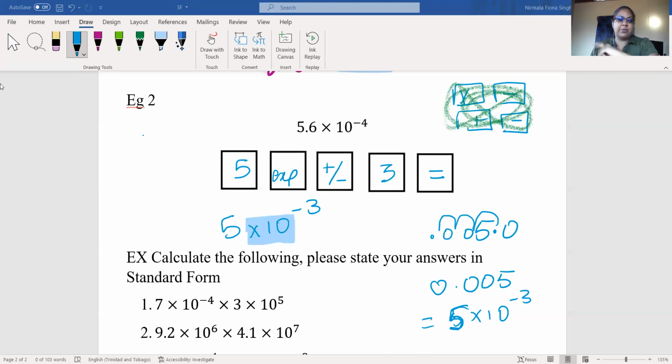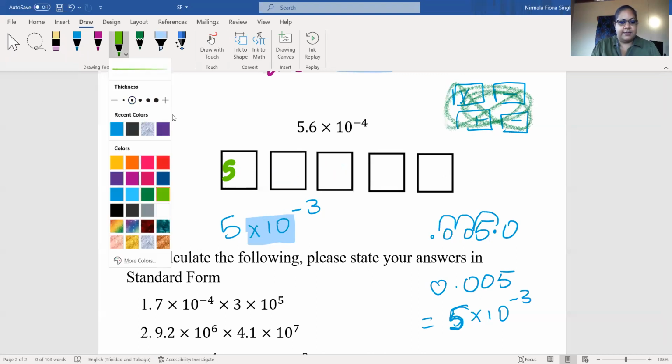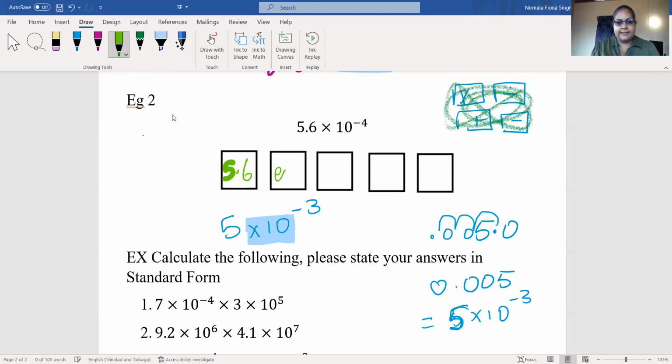All right, so trying this one on the screen now. All right, you're going to do 5.6. That's a big one. 5.6 EXP plus or minus, or if you have like my calculator has a minus sign in brackets, 4 equal.